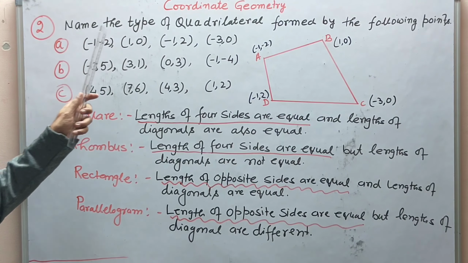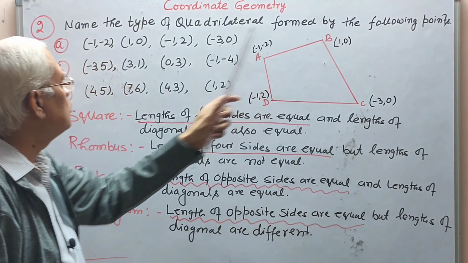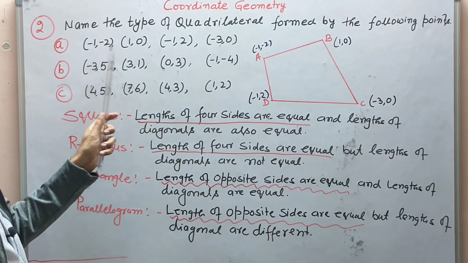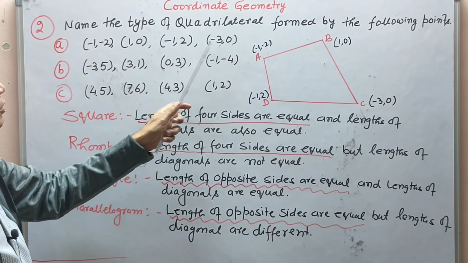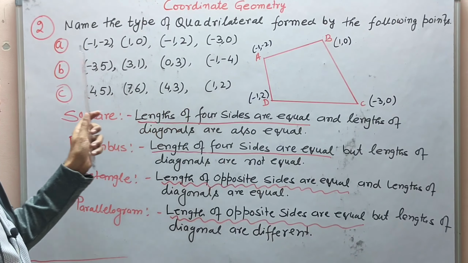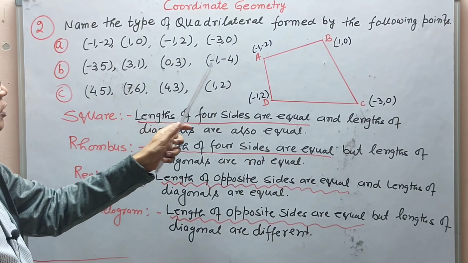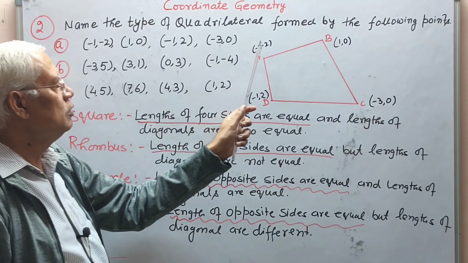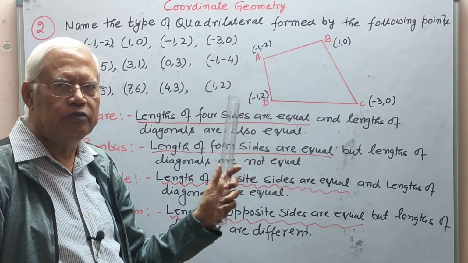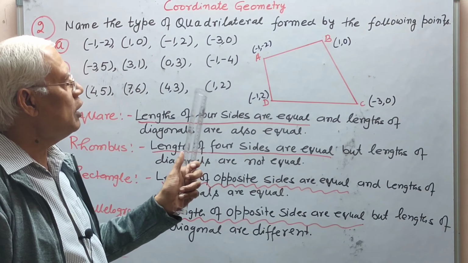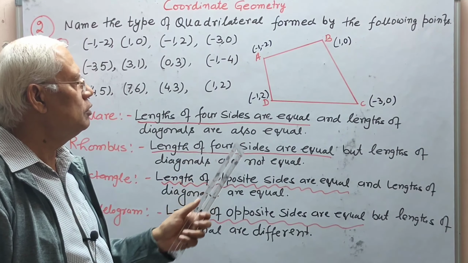Question number 2. Name the type of quadrilateral formed by the following points. These are the vertices of a quadrilateral. There are 3 parts, and in each part the vertices of a quadrilateral are given. We have to find out which type of quadrilateral is formed by these points.